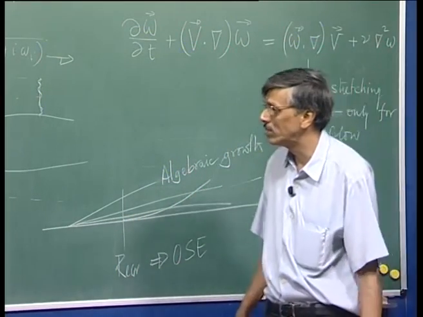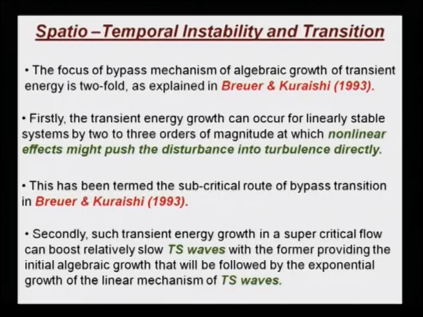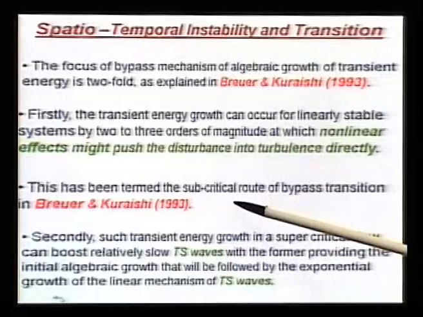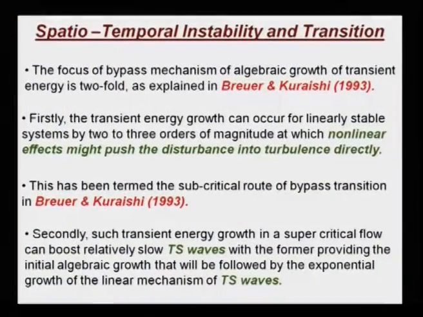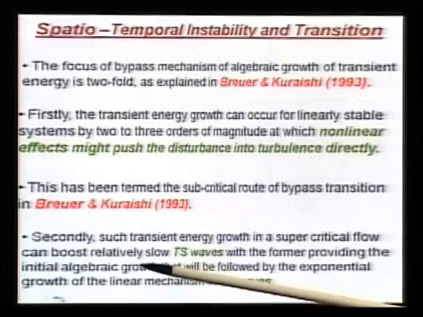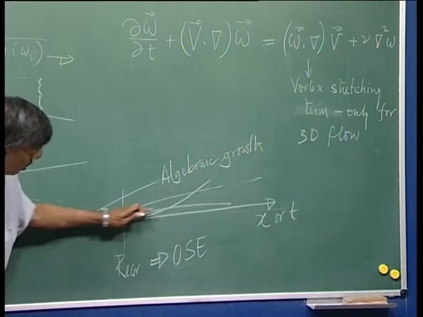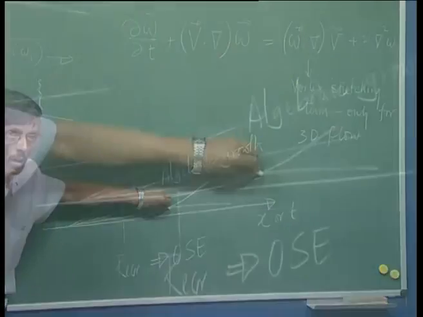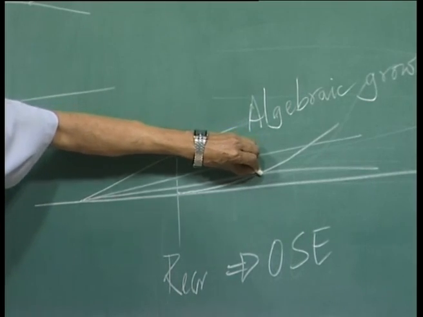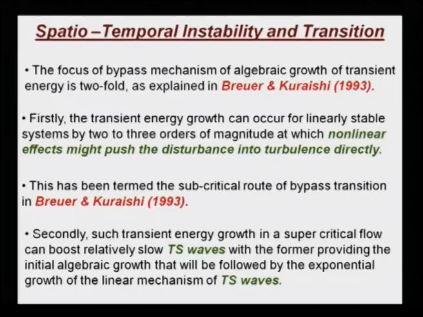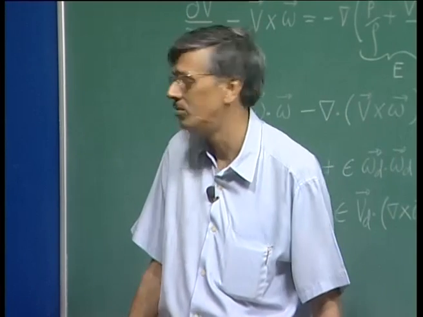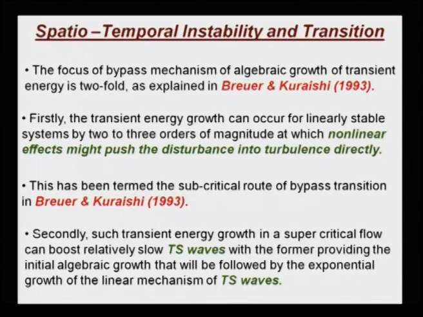So, what Brewer and Qureshi are saying is that either it could be a subcritical route, or you could have a transient energy growth in a supercritical flow. So, you come up with the algebraic growth, then it switches on to the OS mode and then it suffers an exponential growth. So, that is the second route that is suggested, that you could have initially an algebraic growth followed by exponential growth during the supercritical stage. Okay.